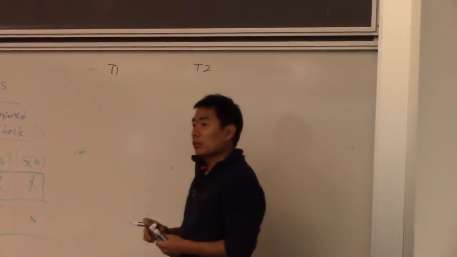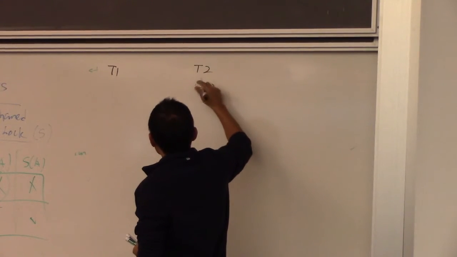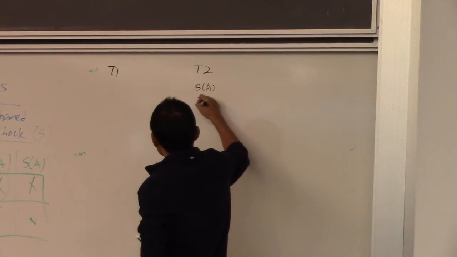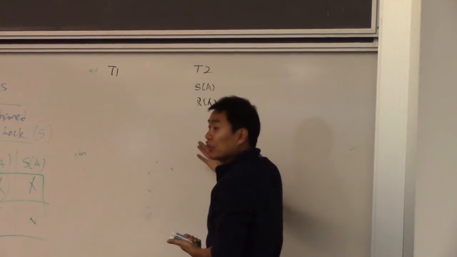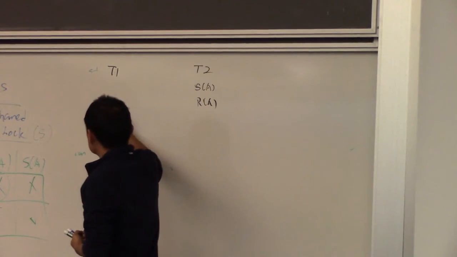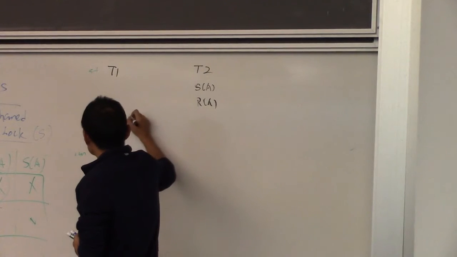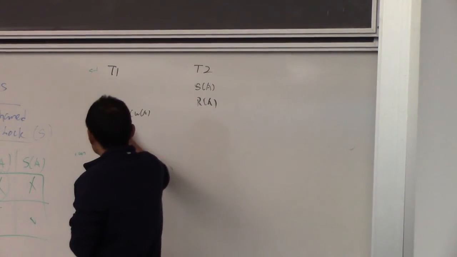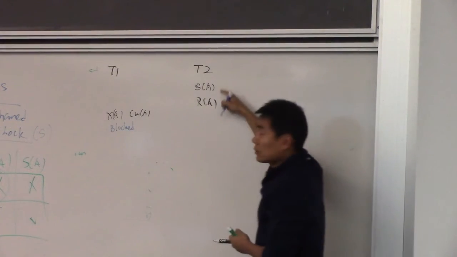So let's say I want to do the following. I take a shared lock on A, and then I read the value A, and I can proceed. Now this other transaction tried to obtain an exclusive lock on A, potentially to write the value A, but this will obviously be blocked because of this. You cannot proceed.